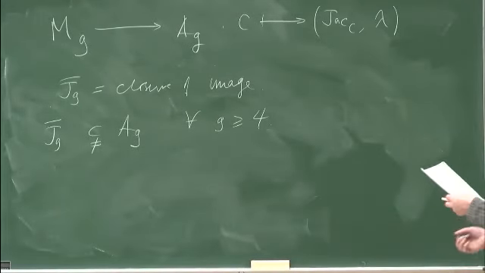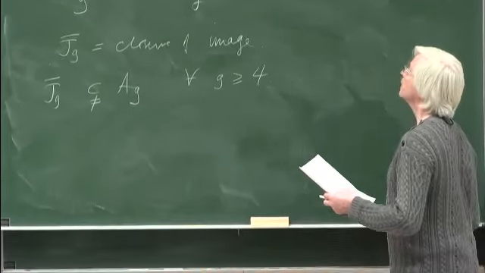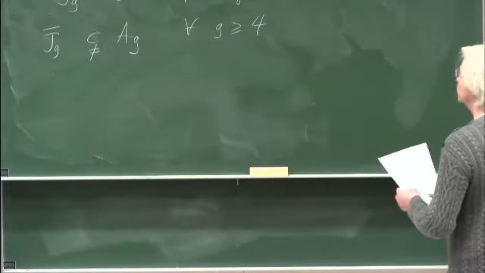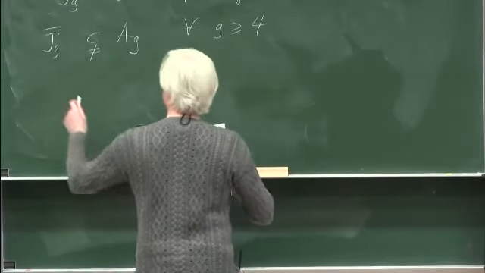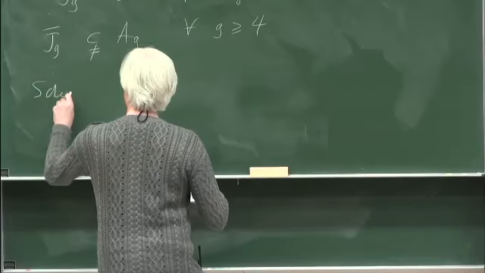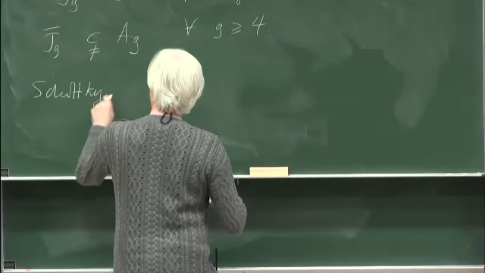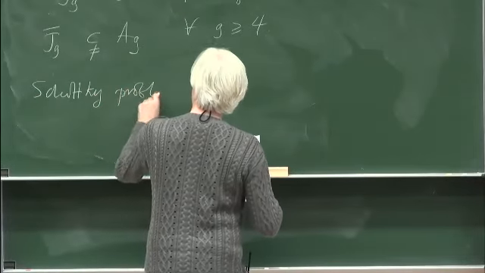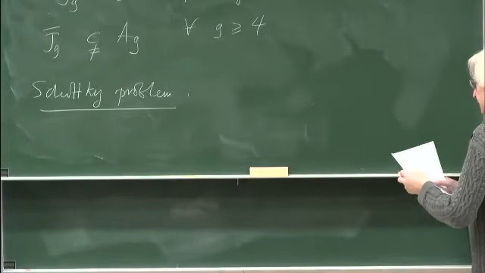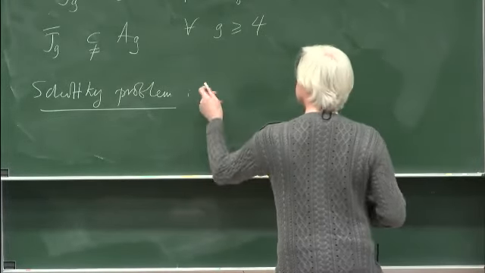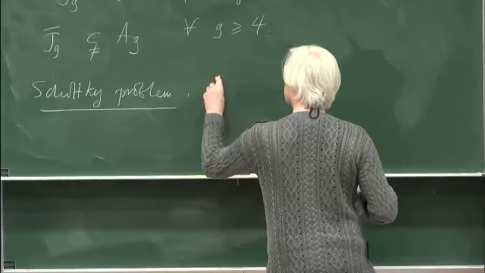So the Schottky problem, or I'm a little confused, I haven't bothered to investigate the history too much. It might be the Schottky problem, it might go back to Riemann, but it's usually known as the Schottky problem. So the statement is to find ways to characterize the image.